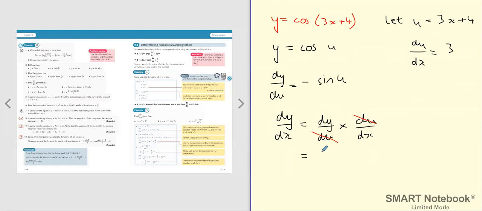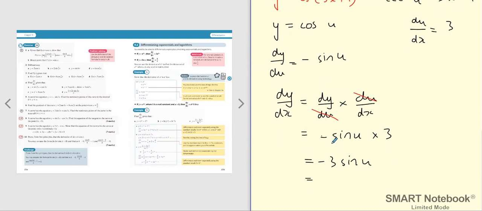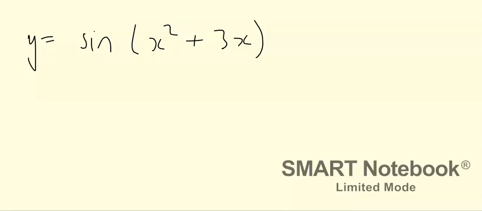Dy by du was minus sine u. Du by dx was 3. So we get minus 3 sine u, which is going to become minus 3 sine of what we originally started off with, 3x plus 4. So this u is 3x plus 4. Are you happy with that? Does that make sense? If you have made any mistakes, look at where the mistakes are happening.